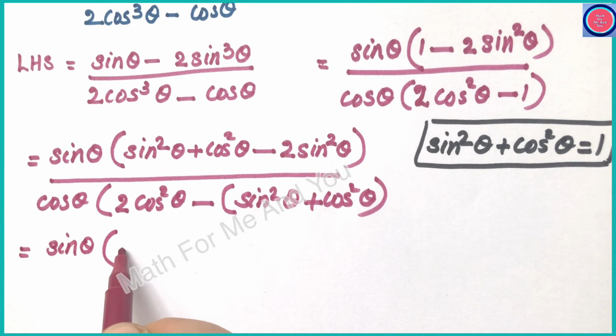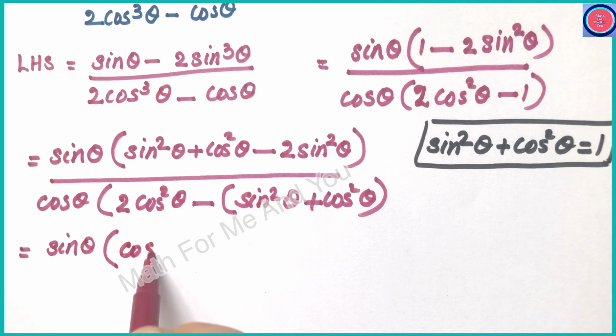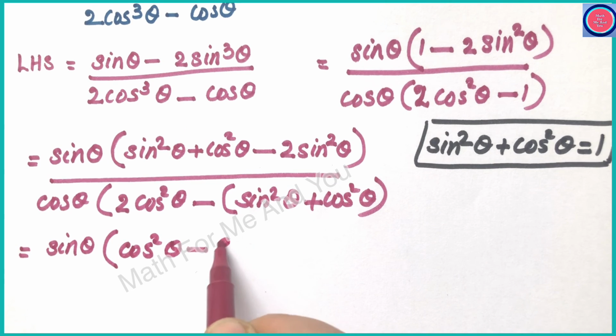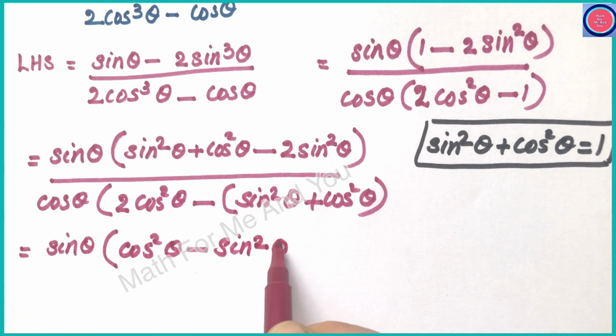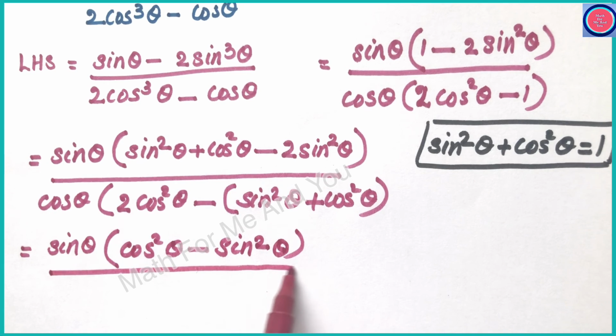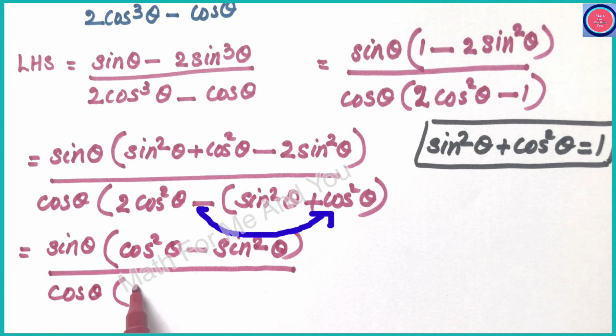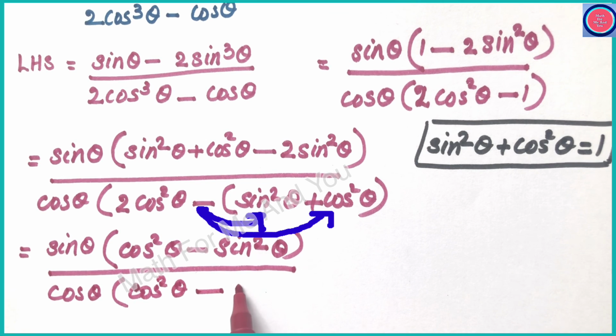We can write cos square theta first because there is no other similar term. Then sin square theta minus 2 sin square theta. Sin square theta means it is 1 sin square theta minus 2 sin square theta. The result is minus sin square theta. So we get inside the bracket the terms cos square theta minus sin square theta. Next, the denominator. Cos theta times, simplify the bracket carefully, 2 cos square theta minus cos square theta, what we are getting is cos square theta. Then minus times sin square is minus sin square theta.